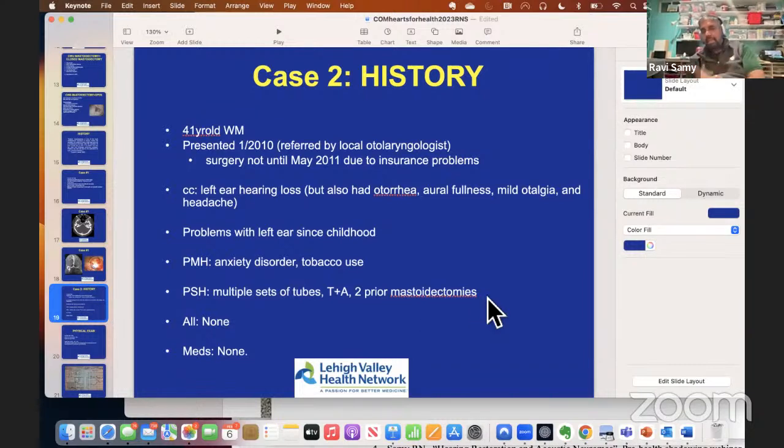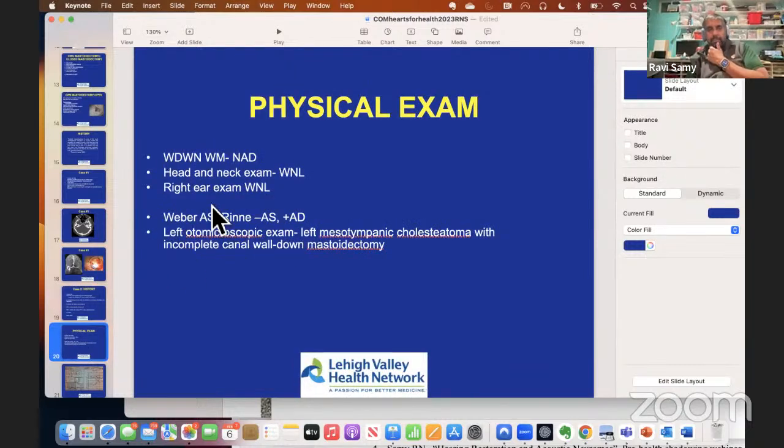So when a patient comes in, even before I touch them, I try to get a very detailed history, past medical history, all those things, because then I can understand more about them. No medical allergies at all, and no medications that he's been on, and his wife is a nurse. So he came in to see me, looked at his head and neck, right ear looks great.